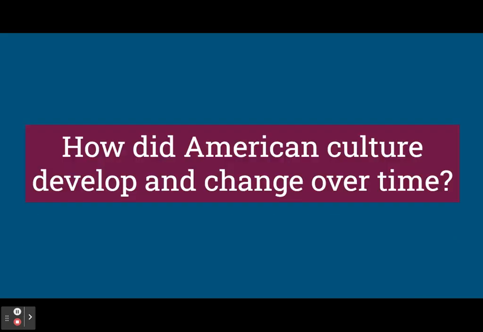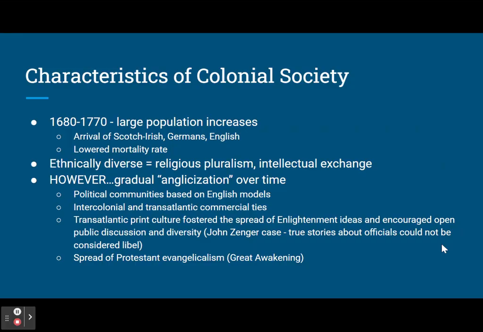So we're going to start by looking at American culture and how it developed and changed over time. There are a couple really big contributing factors that are really going to help shift and influence American culture, the development of an American identity in the 18th century.